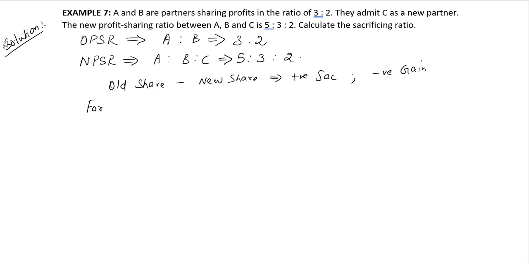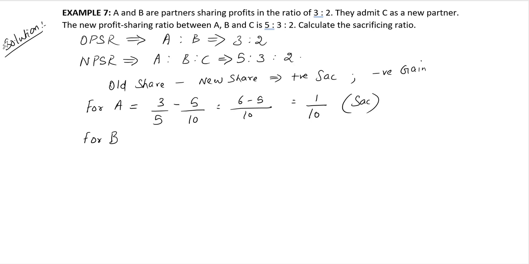For A, old share of A 3 by 5 minus the new share of A 5 by 10, positive 1 divided by 10, A has sacrificed. For B, old share 2 divided by 5 minus the new share 3 divided by 10. Again, a positive 1 divided by 10, B has also sacrificed.